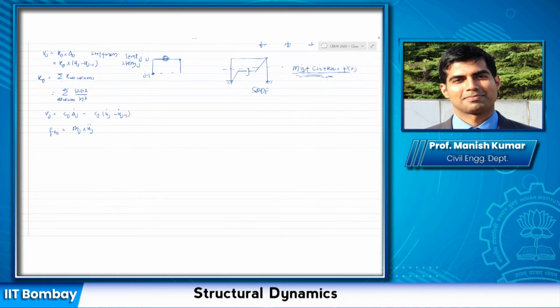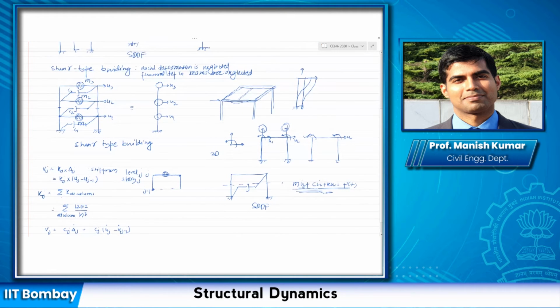Contribution of the inertial force at that particular level. So now what we are going to do, we are going to take our system, this 3-story shear building, and we are going to cut it at different levels. Okay, and then we are going to write down the equation of motion using free body diagram. So the procedure remains same.